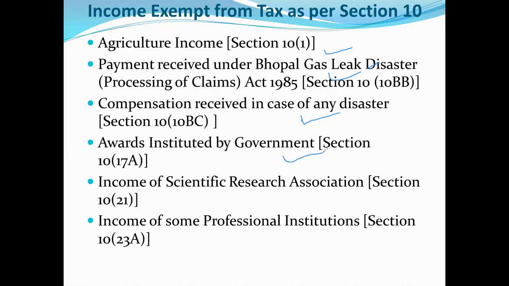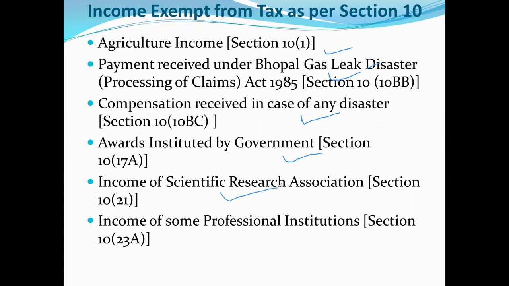Awards instituted by government. Suppose a company is given an award by the government. Then under the award, the government will give a certain amount. That amount is not taxable. Okay? So any amount received under any award instituted by government is tax exempt. Okay? Income of scientific research association. See, companies will be involved in research activities. They spend most of their rupees on R&D, research and development. So whatever income comes out of the scientific research associations that they are involved in, those incomes are tax exempt.